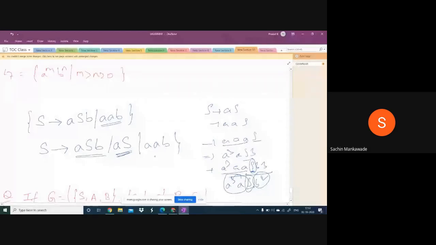So I repeat, this is for equal. This is for only one extra A. And this is for more number of A's. Even if you don't come to this production, this is for equal. This is minimum 1 A extra. So the grammar is this one.